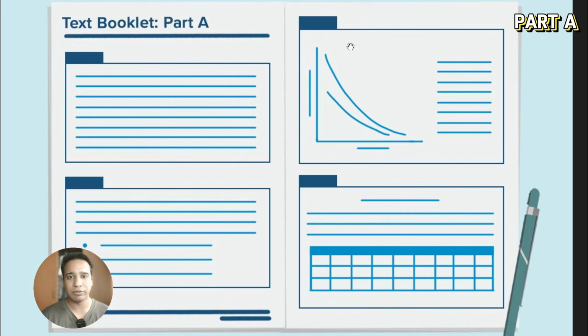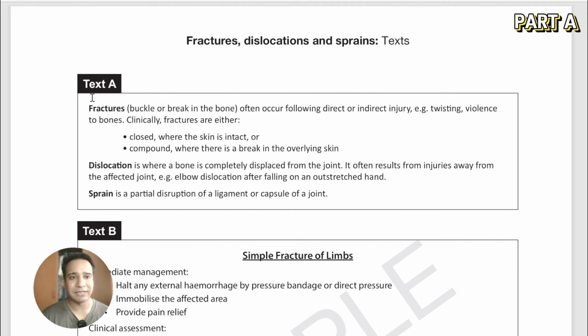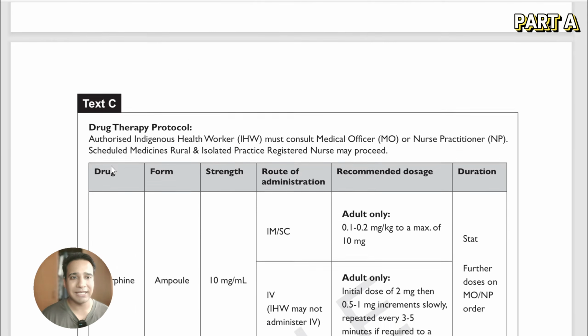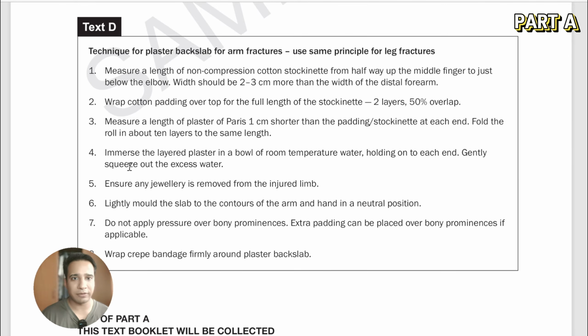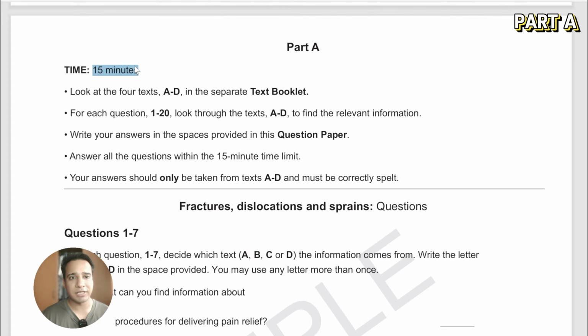Let's continue. In part A, you will have four texts. You can see there will be four boxes with four different texts. Let's look at the sample exam paper. As you can see, you will have text A, B, C, and D. So four paragraphs. You will have 15 minutes to answer 20 questions.